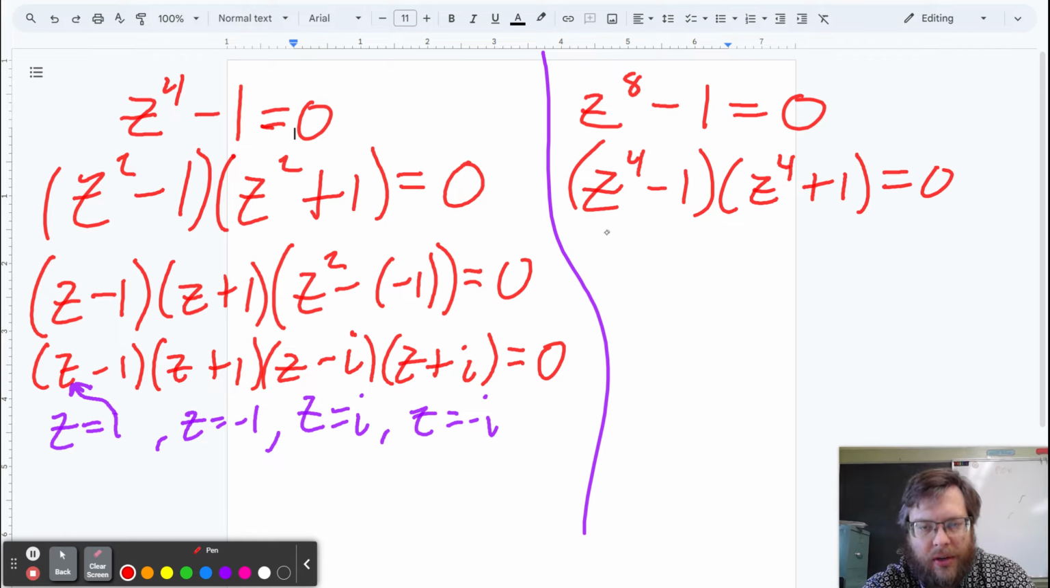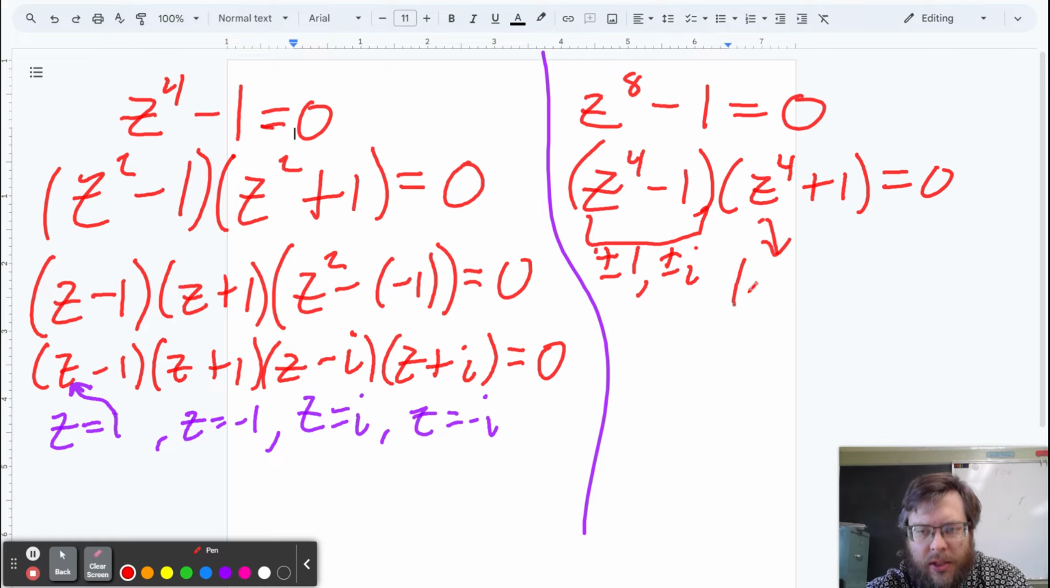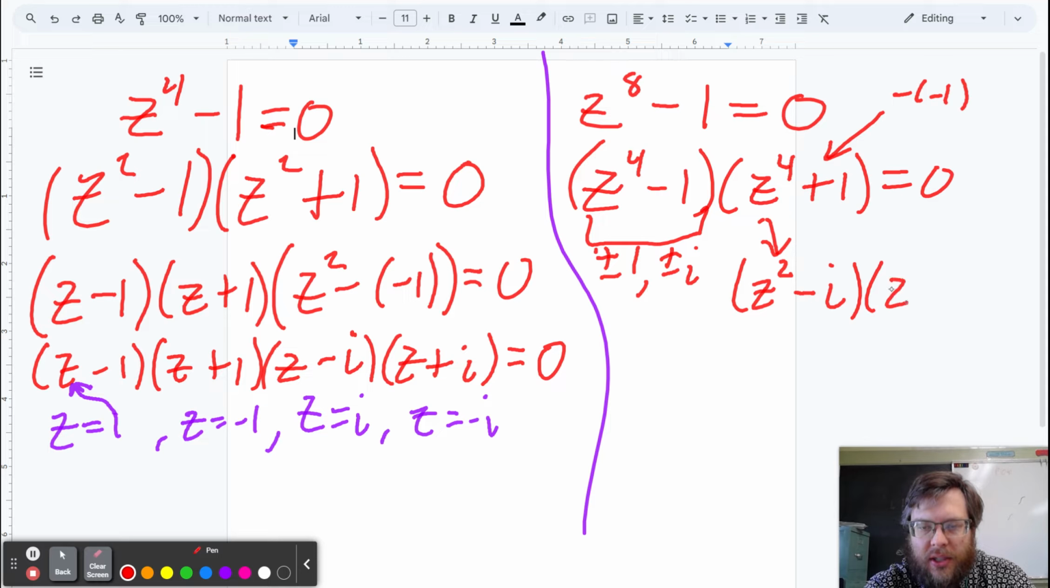Let's see kind of how far I can get, and then we'll talk about a different strategy. We know how this one works. This one worked to give us the four roots of positive or negative 1, positive or negative i, because of everything I just did on the left side of the screen. This other piece, we could continue to split it up like this. We could split it up as z squared minus, what are the square roots of negative 1? Because remember, this is the same as minus negative 1. So the square roots of negative 1 are i, and then z squared plus i.